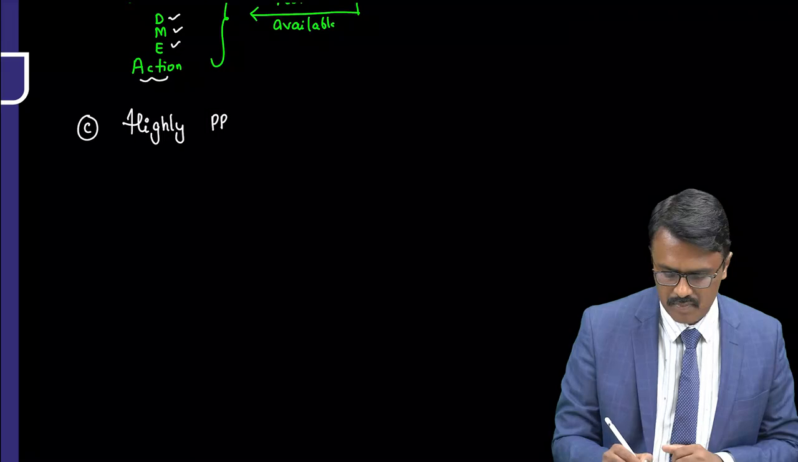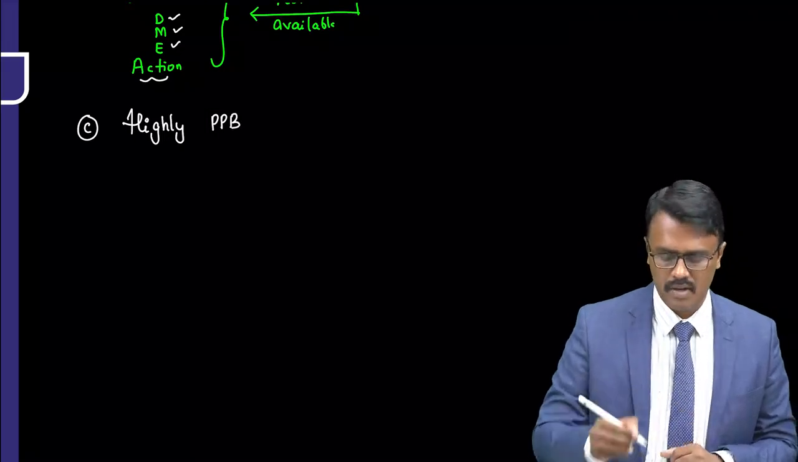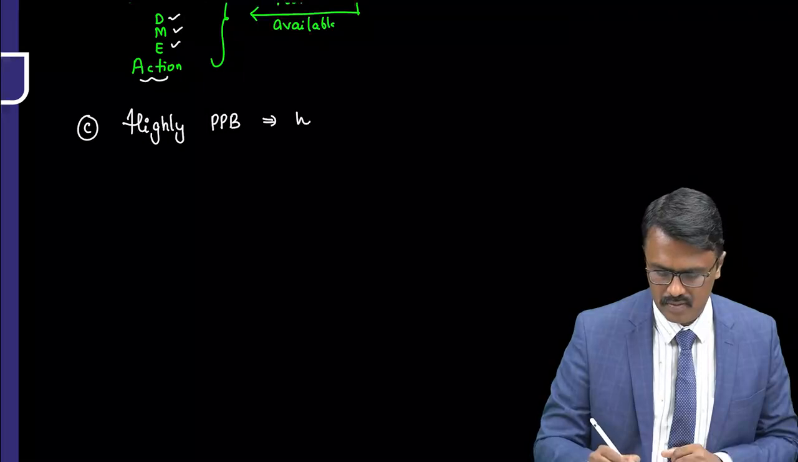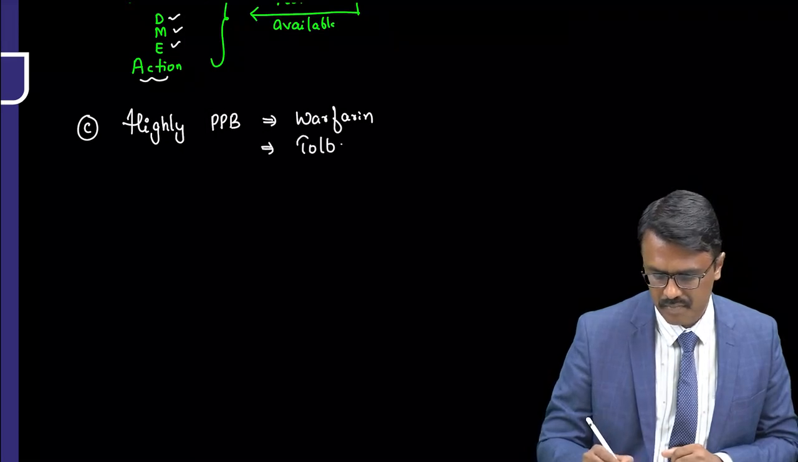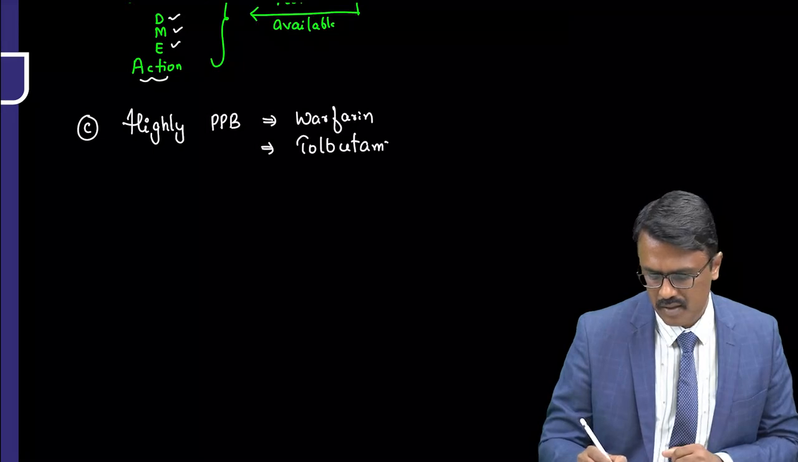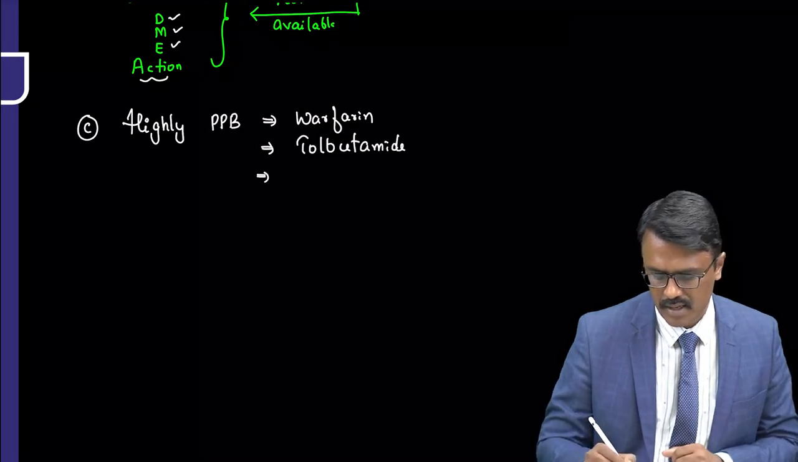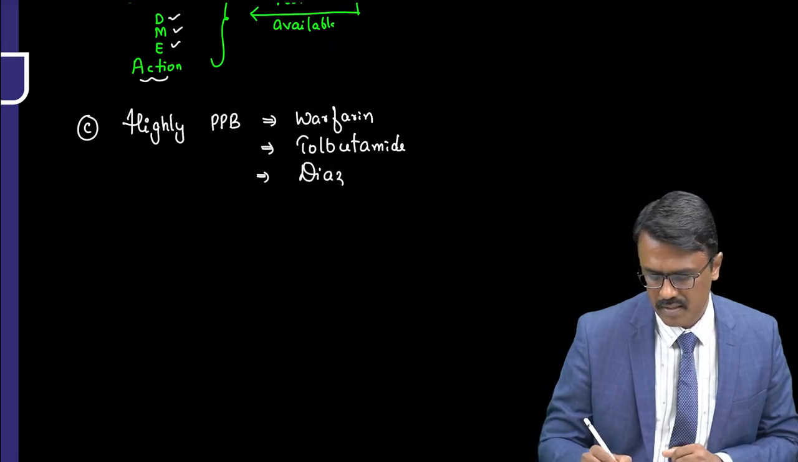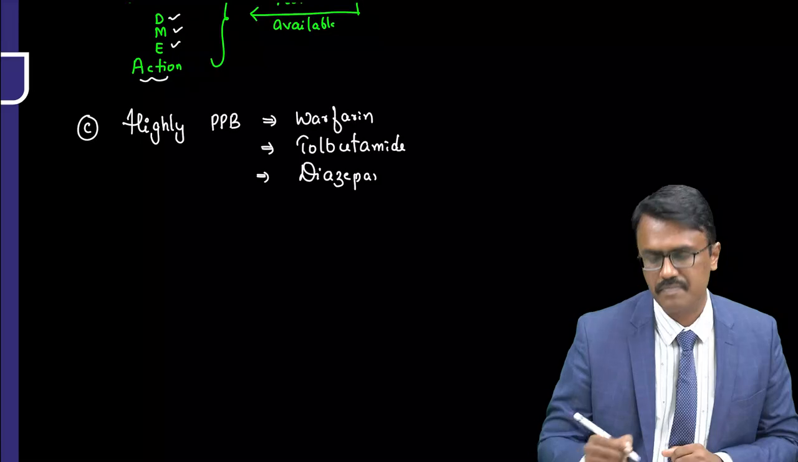Highly plasma protein bound drug. What are the examples for that? Example is warfarin, a drug called tolbutamide, and a drug called diazepam. These are highly plasma protein bound drugs.